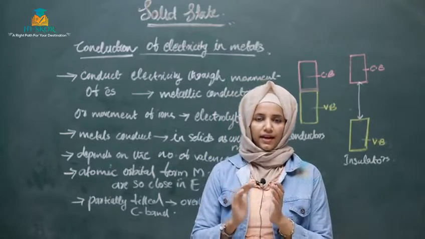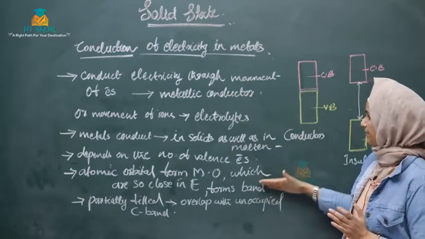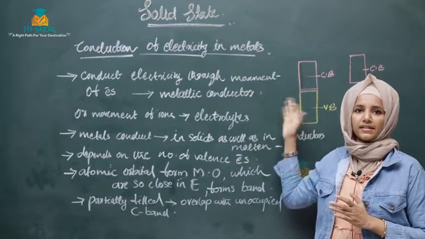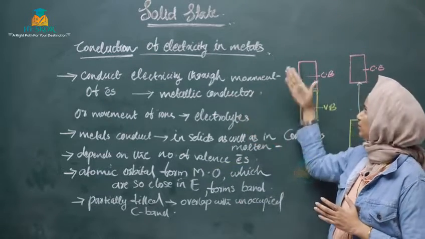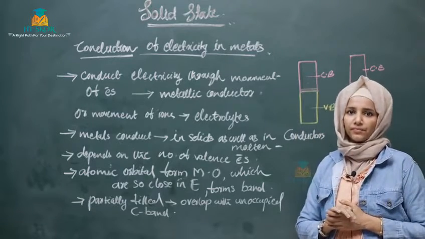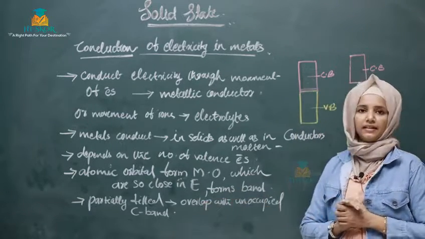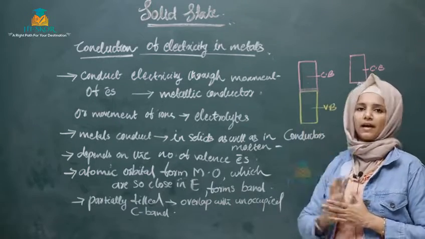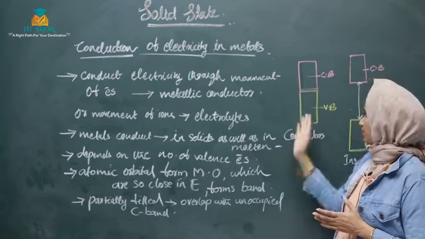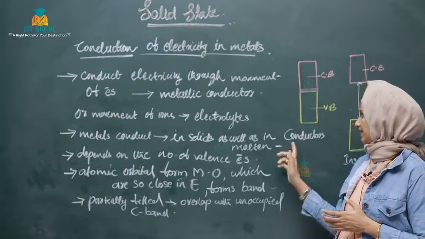So, if the valence band is partially filled, electrons will move to the conduction band, or there will be an overlap between them. Partially filled valence band can overlap with the unoccupied conduction band. Such solids are called conductors.